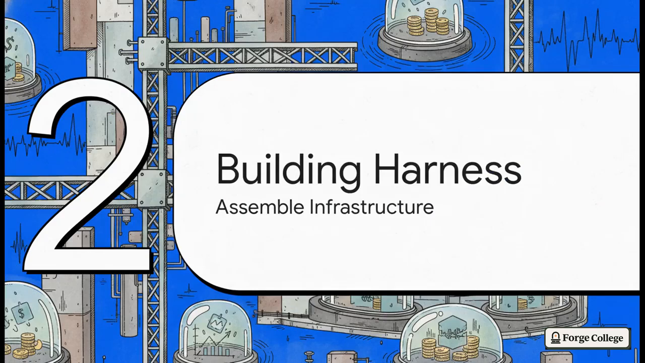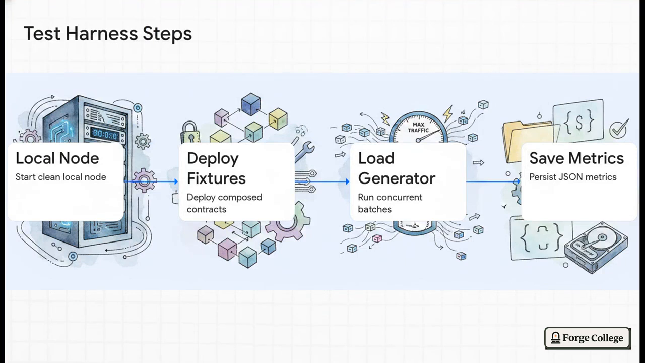Moving right along to section 2, building the test harness and assembling your infrastructure. To build this harness, we follow a simple 4-step schematic drawn out here. We spin up a local node, deploy our fixtures, run the load generator, and save the results. Doing this gives you a deterministic, high-speed demolition zone. You have total control, and more importantly, absolutely nobody loses their life savings.